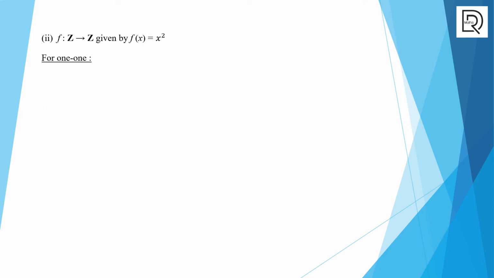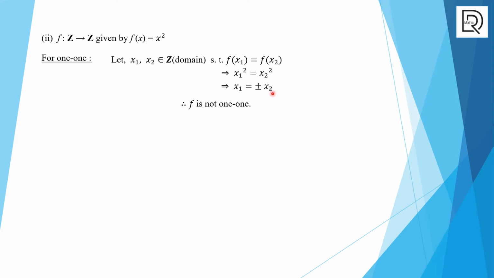So in the second question, this is our given function. This question is similar to the previous one. Here, for one-one, let x1, x2 belong to Z domain such that f of x1 equals f of x2. So this implies x1 square equals x2 square. So this implies x1 equals plus minus x2. So here also x1 and x2 are not always equal. Therefore, f is not one-one.